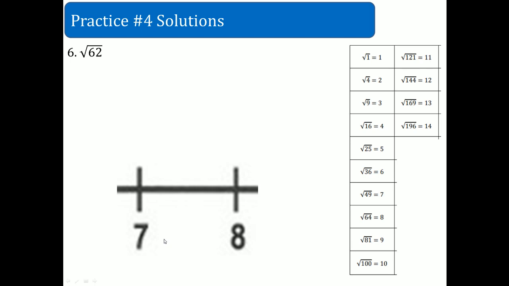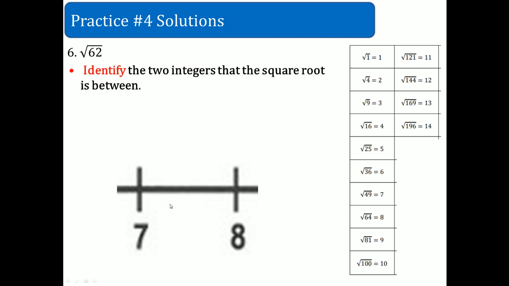Let's look at 6. The square root of 62. Identify the two integers that the square root is in between. Let's take a look. It looks like it's 49 and 64. We would say the square root of 62 exists less than the square root of 64, but greater than the square root of 49. The square root of 64 is 8. The square root of 49 is 7.